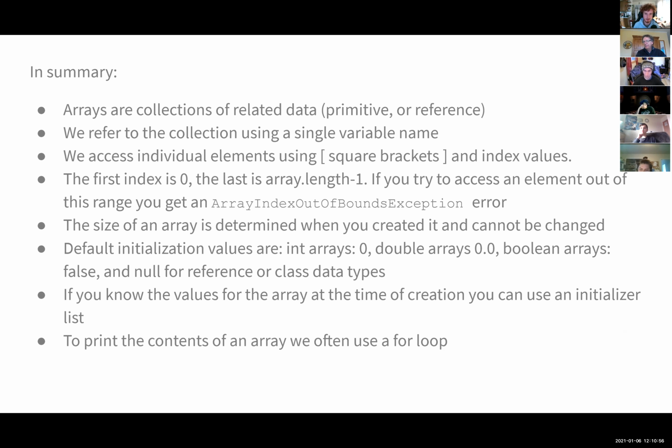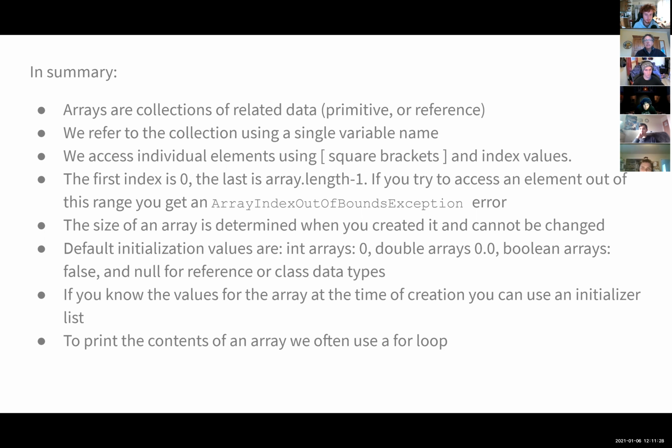In summary, arrays are collections of related data. An array holds only one type of data. We have primitive arrays, that's int, double, or boolean. We have reference or object arrays, which is every other type of variable. We refer to the collection using a single variable name, and we access individual elements using square brackets and these index values.